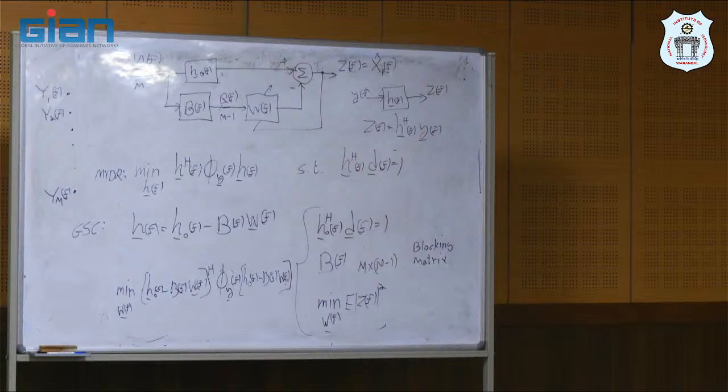Okay, I see that I had to give you a break like 15 minutes ago. So now it's a good time to give you a break, think about it, and then we will continue and show that the GSC also provides a very similar structure to obtain an adaptive solution to the LCMV. Okay? So let's have a 10-minute break. We will continue at 3:25. Okay?